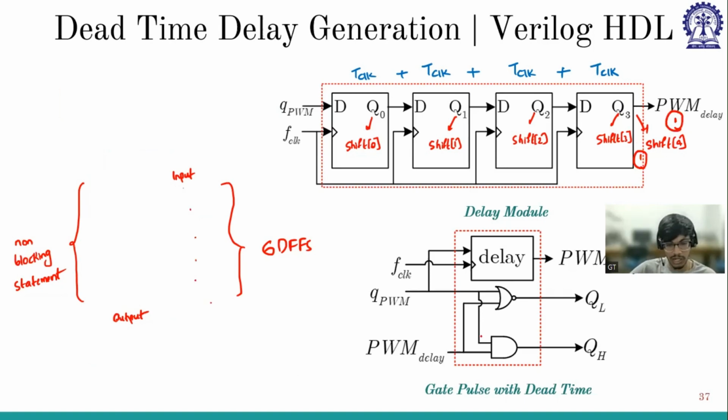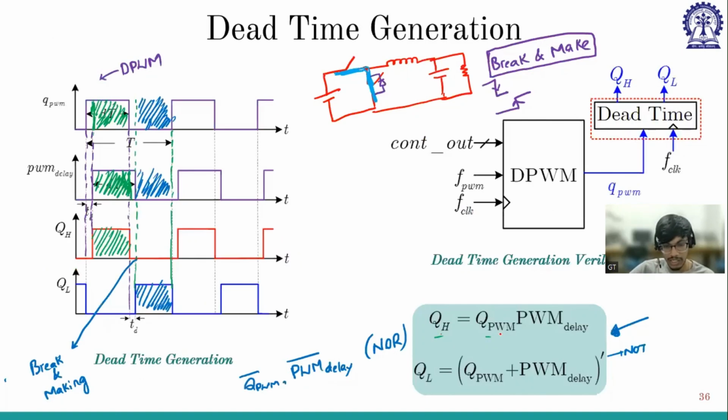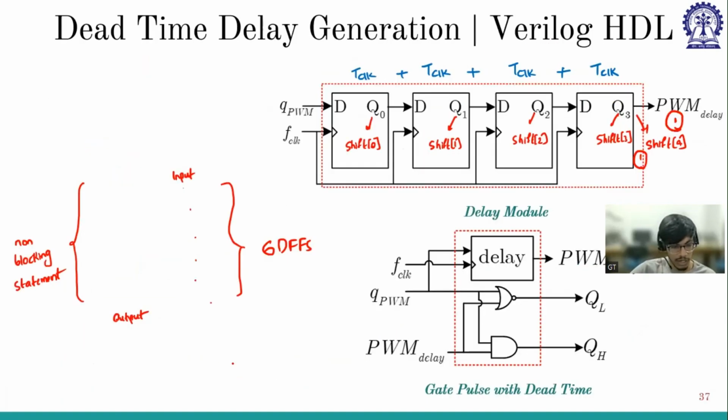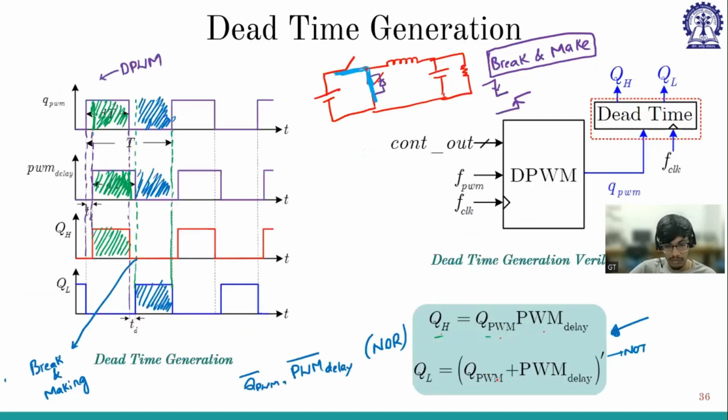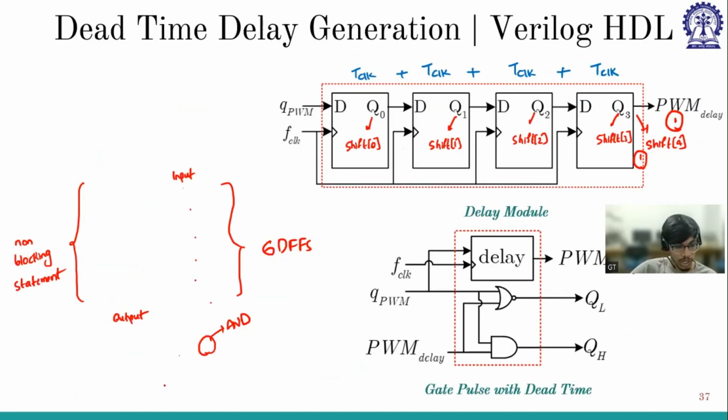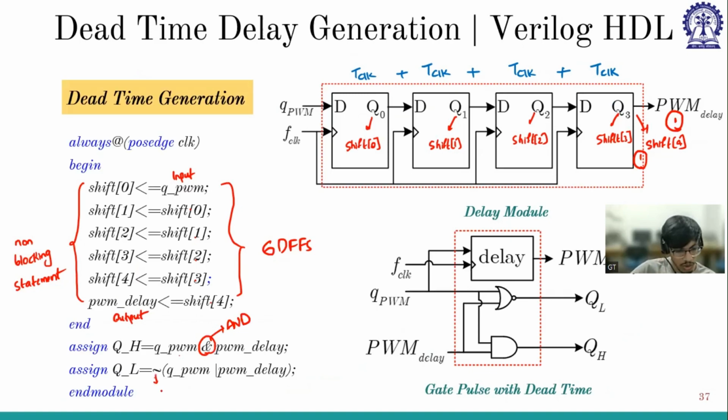So what is the relation? Q high is Q PWM into PWM delay. So this is the AND operation. And I need NOR. So I'll do OR and then I'll do NOT. So QL is NOT. So this is NOT and this is OR operation.